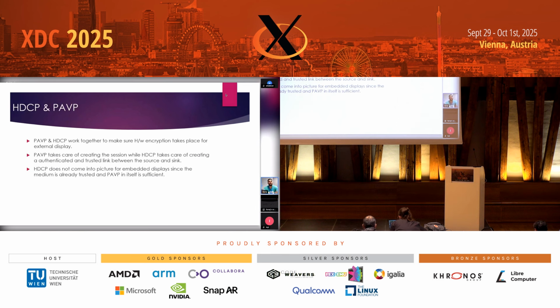So how do HDCP and PAVP work together? While HDCP is making sure that there is no hardware in between that can capture your data, PAVP makes sure there is no software in between, and together they work in a nice symphony to make sure that you have end-to-end encryption, and there is no one in this whole environment who can pirate your content.